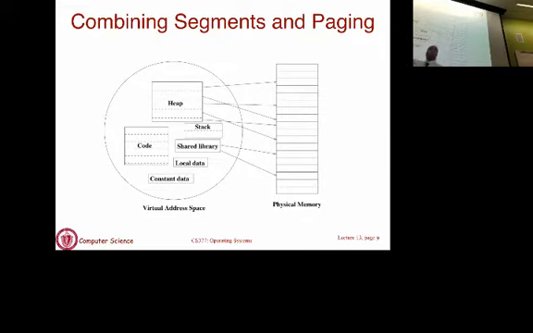There's a page table for the code segment, a page table for the heap segment, a page table for the stack segment. Each is an independent page table. There's one segment table for the process, and then one page table for each segment within the process. So you'll have lots of page tables, one for each of those segments.